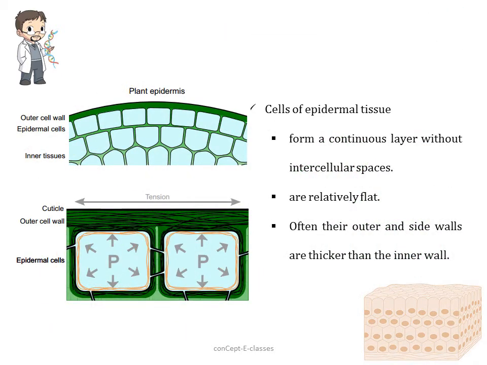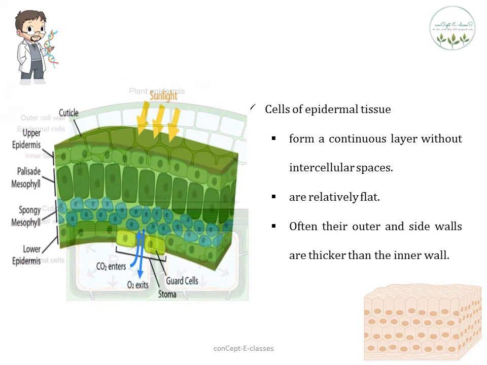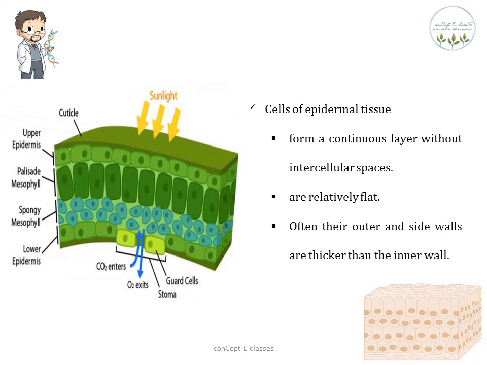Now let's see about the cells of the epidermal tissue. The cells of the epidermal tissue form a continuous layer without any intercellular spaces. They are often relatively flat, and the outer and side walls are quite thicker than the inner wall.